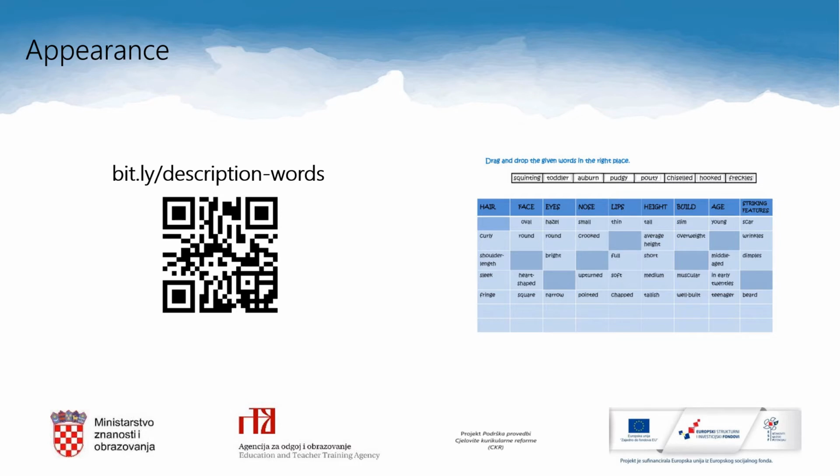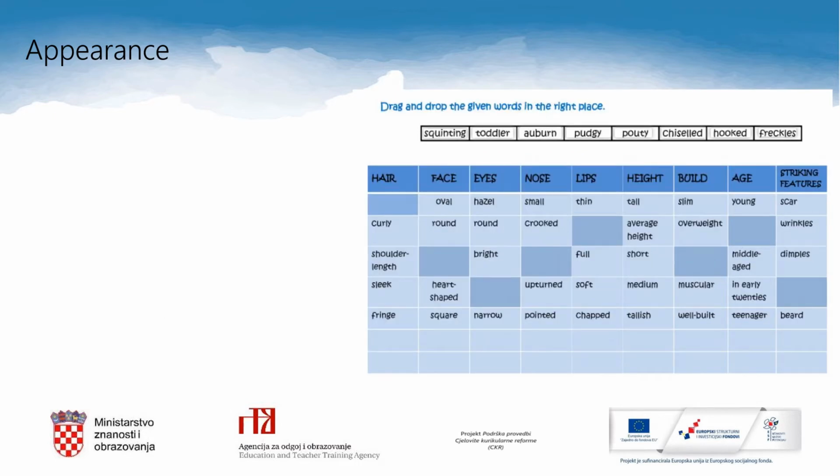Pause the video now and try to complete the chart with the given expressions. If you're struggling with some of the words, let me give you a hand. Squinting means looking at something or someone with your eyes partly closed in order to see more clearly or as a reaction to strong light. Toddler is a child approximately 1 to 3 years old. Auburn means reddish brown. Pudgy is short and plump.